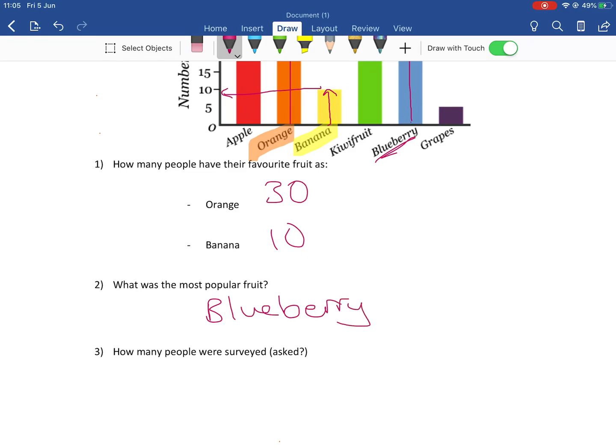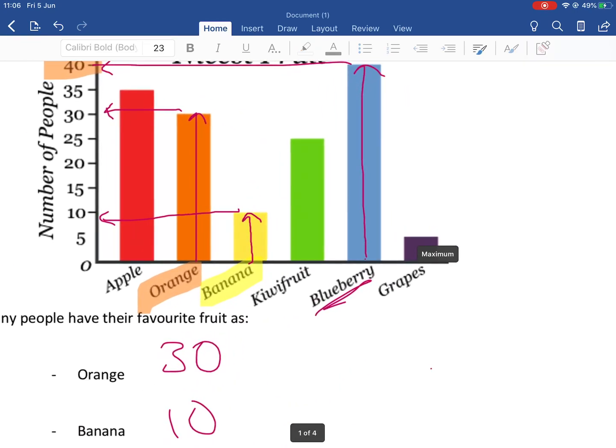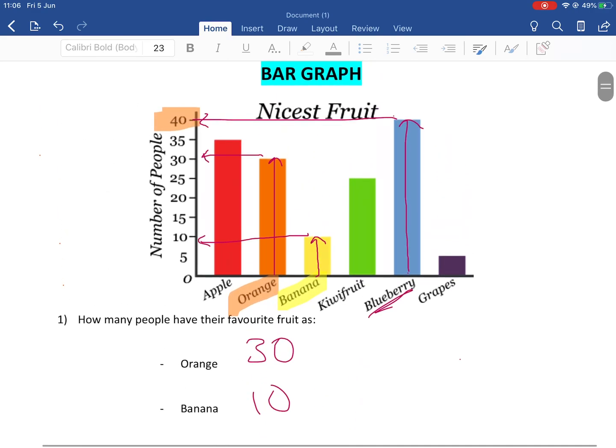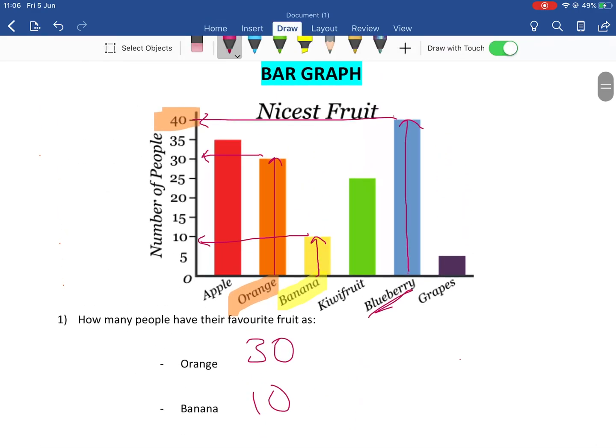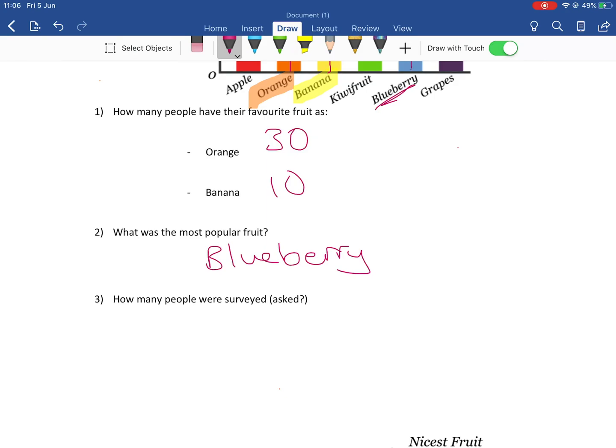Now you will quite often get a question like this, what's the most or least popular? So it's just looking for the highest line or the lowest line. If this said what is our least popular fruit, our answer would be grape because it is the lowest line up here. And finally, how many people were surveyed? I've already kind of said this. Your answer is going to be 40 because 40 is the highest number of people on your y-axis.